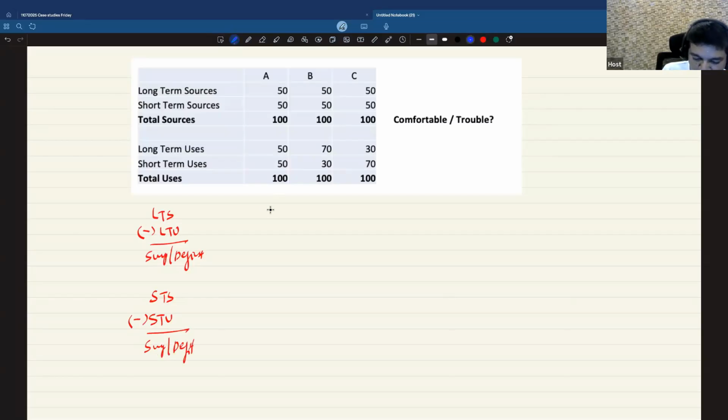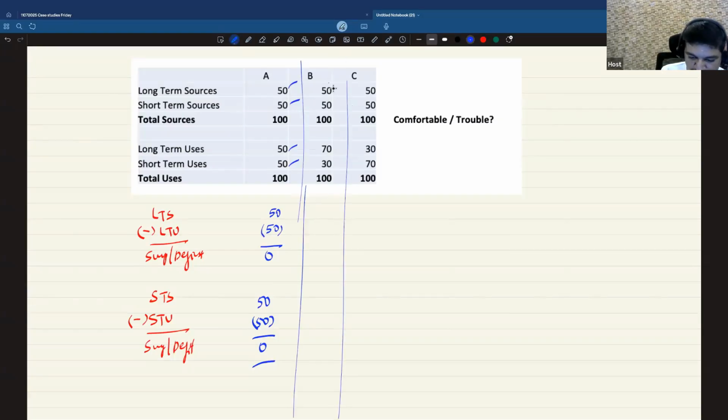Look at company A: long-term source is 50, long-term use is 50. Okay, this is long-term source, this is long-term use. So there is no surplus, no deficit. Look at the short-term source, that is 50, short-term use also 50. So here also no surplus, no deficit. Look at company B: their long-term source is 50, whereas long-term use is 70. Short-term source is 50, whereas short-term use is 30.